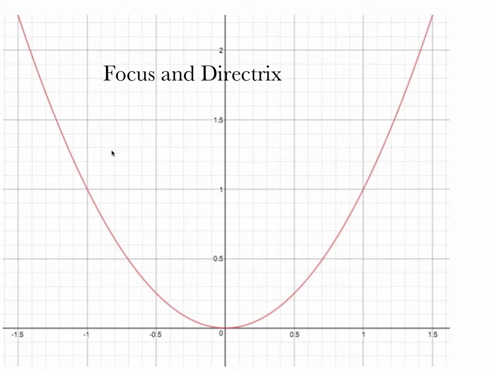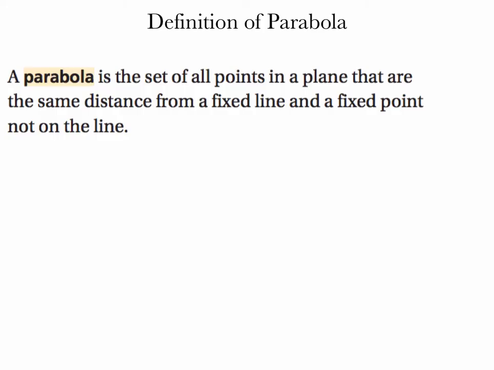Let's talk about two characteristics of the parabola, the focus and the directrix. Now, the definition of a parabola is the set of all points in a plane that are the same distance from a fixed line and a fixed point not on the line. The fixed line is the directrix and the fixed point is the focus.